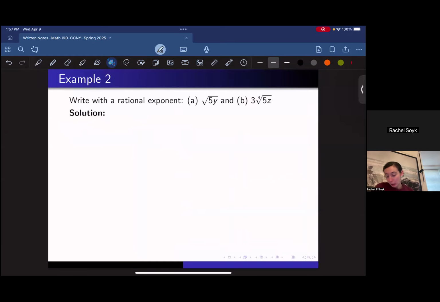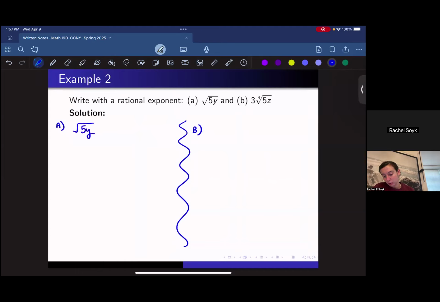Let's look at example 2. Now we're doing the opposite. We are given that radical expression, aka our root form. And now we want to convert it to a rational exponent, aka that fractional exponent. So square roots, exponents are to the 1/2 power. So we have 5y raised to the 1/2, and we're done.